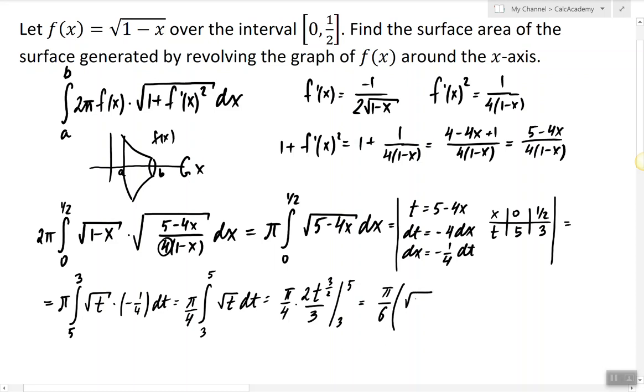We have square root of 125 minus square root of 27, which is 5 pi radical 5 over 6 minus pi radical 3 over 2.